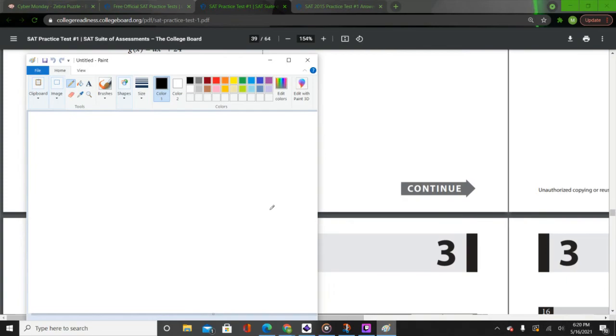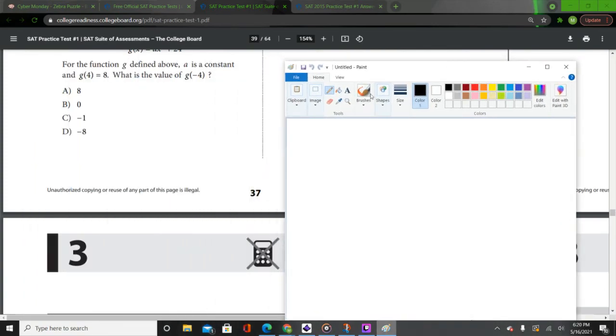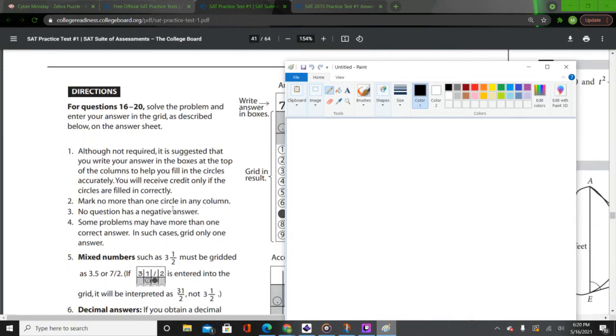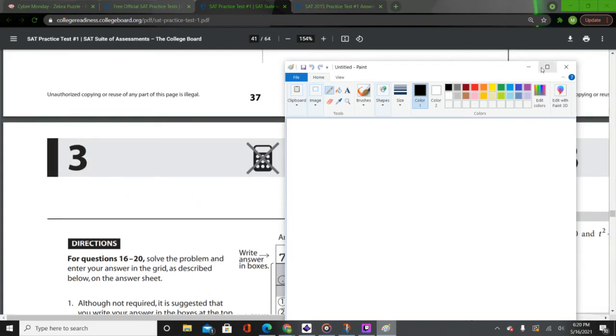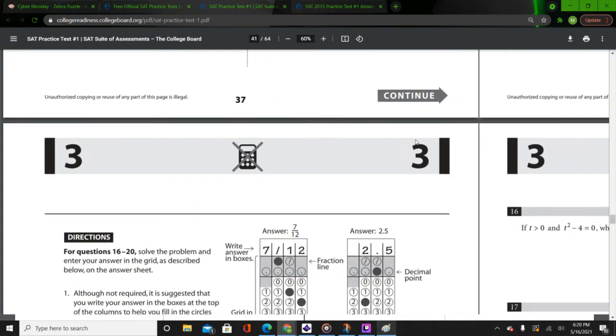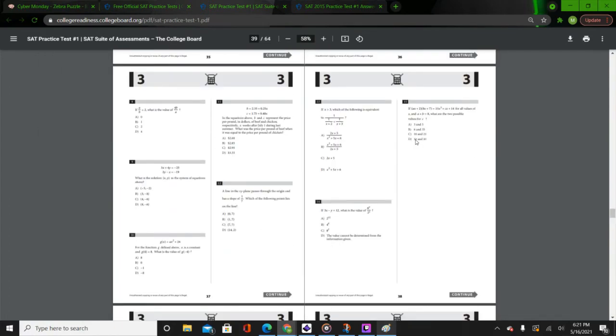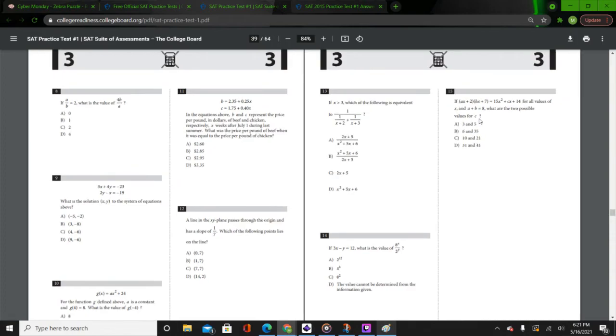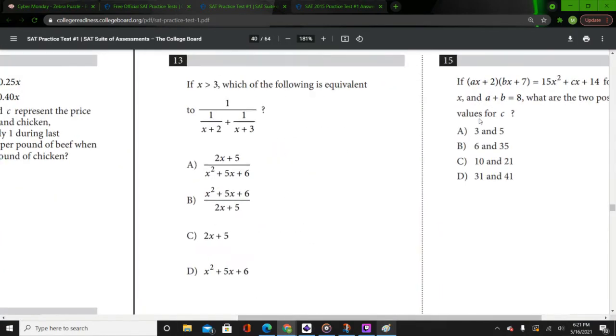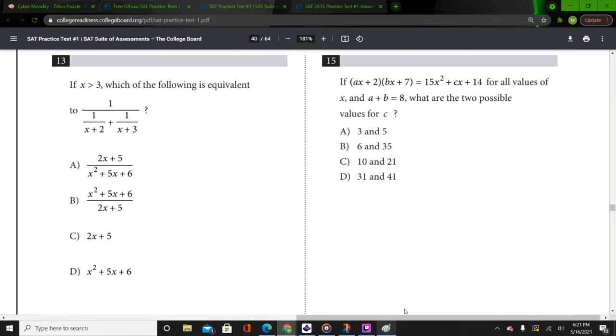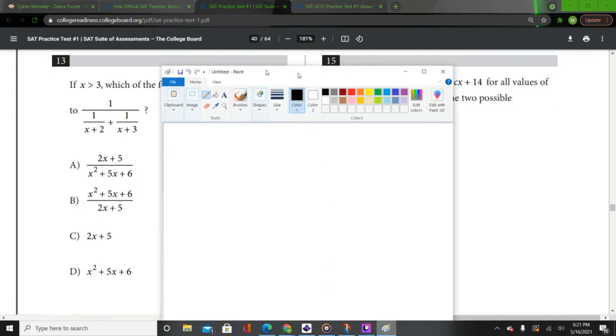And I'm surprised I didn't have 15 on the same page. Or do they not have? Where's 15? Actually, I'm confused. Where is 15? Am I blind? Oh, I am blind. It is right here. Right, so let me just pull it up and do it quickly.